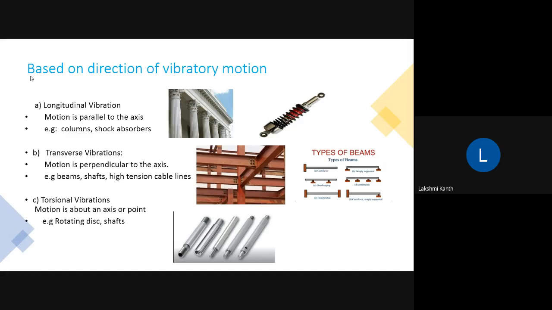So, longitudinal vibrations, transverse vibrations, and torsional vibrations. According to our syllabus, they mainly focus on longitudinal vibrations most of the time. The transverse and torsional vibrations are important from the mechanical point of view. Okay, right. Next, this is one classification based on the direction of vibratory motion.